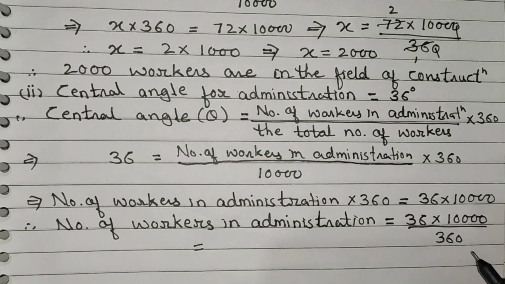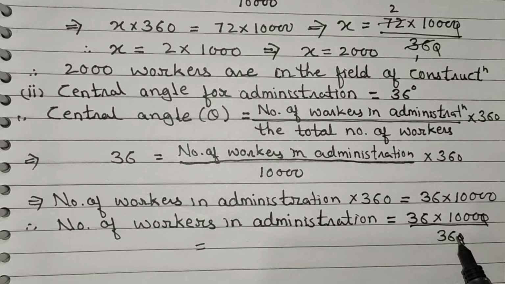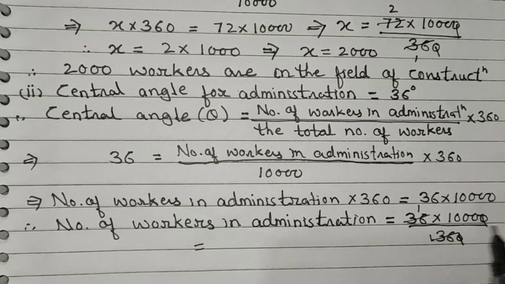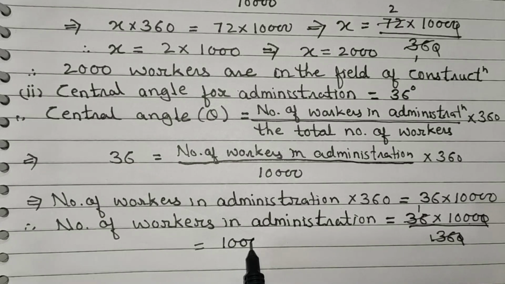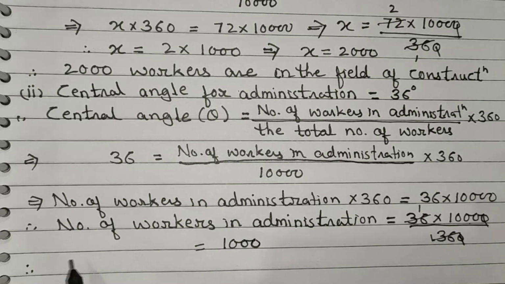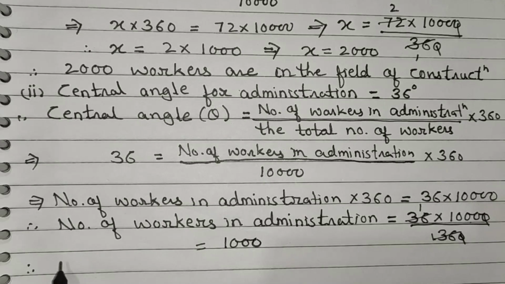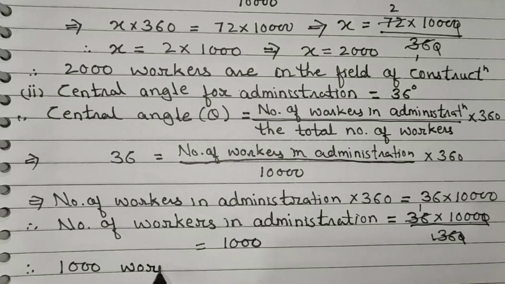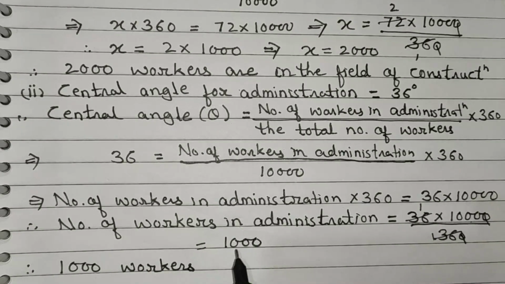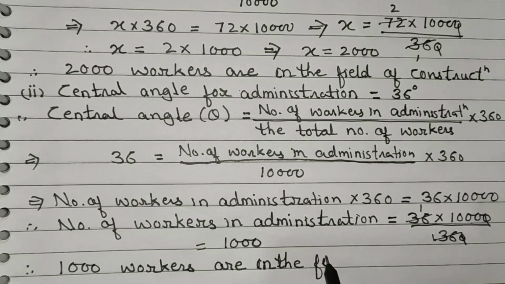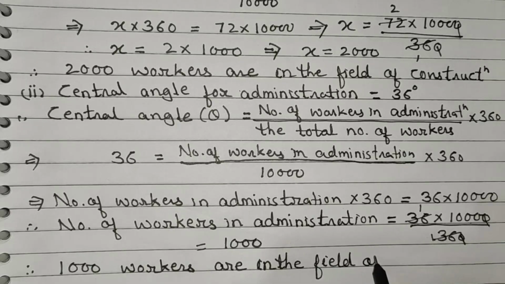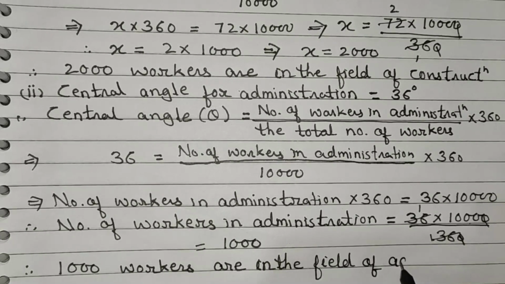Now solve it. 0 0 cancel, 36 ones are 36. Now we get here 1 into 1000 which is equal to 1000. Therefore, write down the answer here: 1000 workers are in the field of administration.